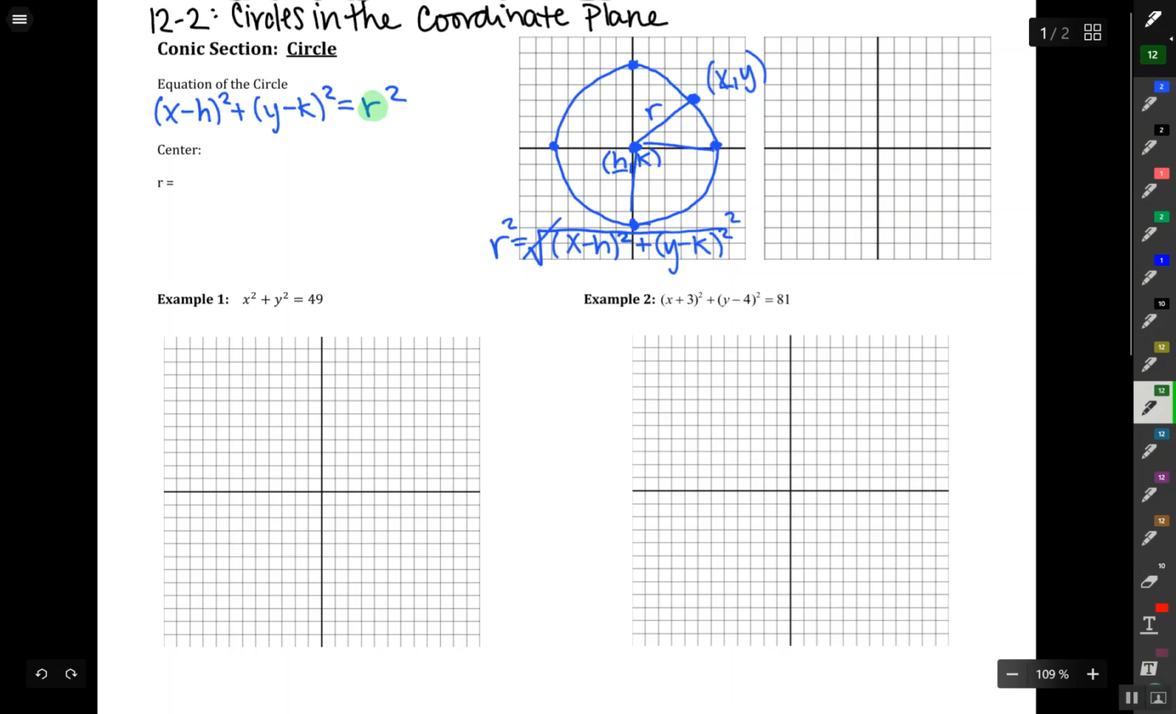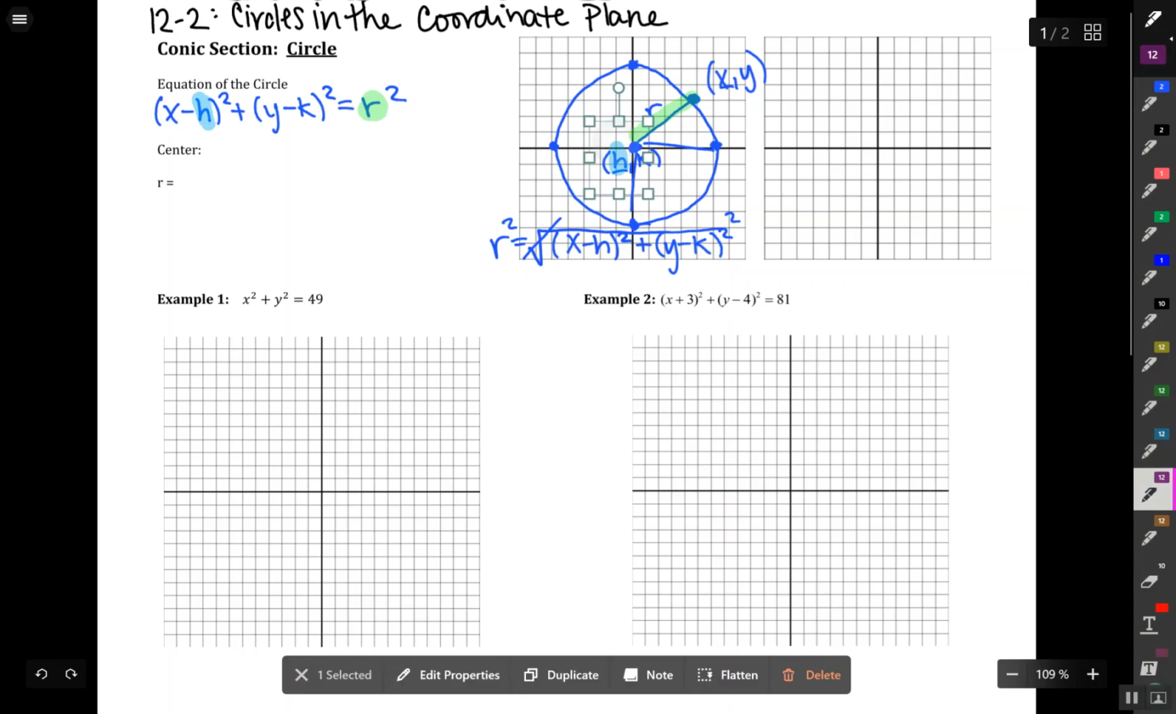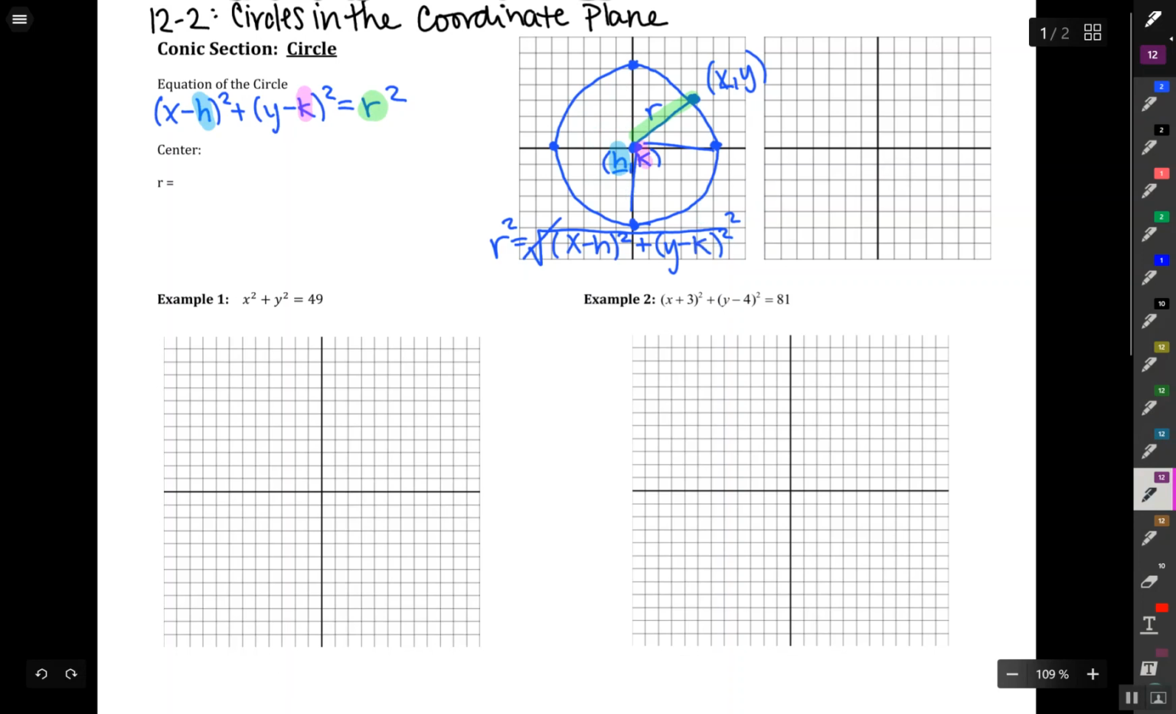The radius is this distance, and h and k are the coordinates of your center. Notice that h and k both have minus signs in the formula. We've dealt with formulas before that have these minus signs. That means the h and the k will be opposite of what you see. So our center is (h, k), and r is our radius.